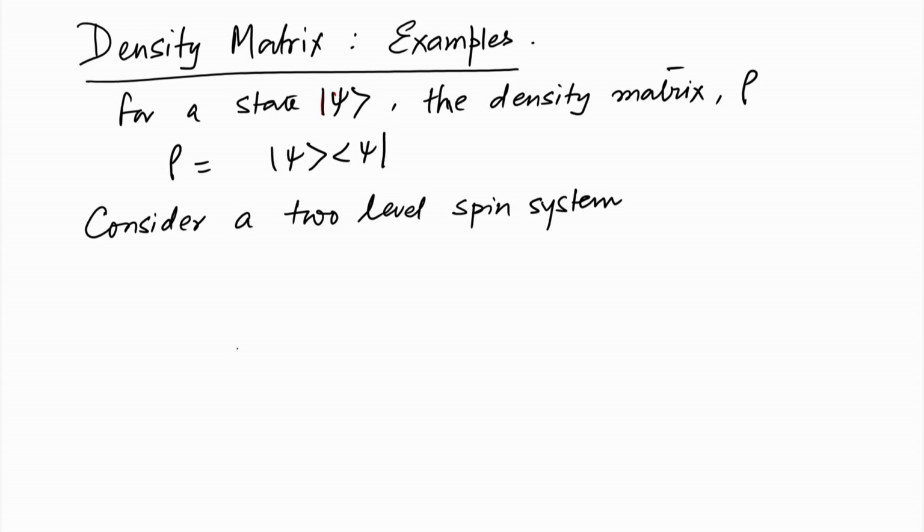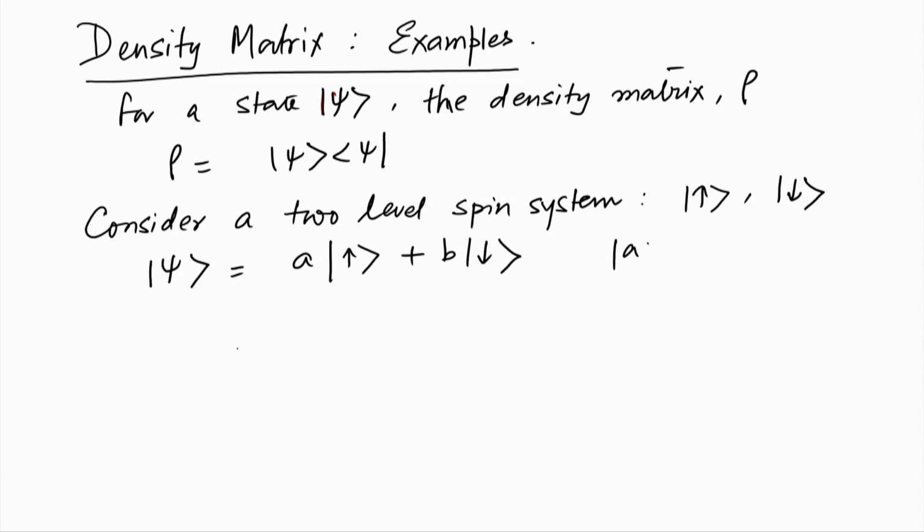What we mean is that we have an up state and a down state, which are typically the spin states of a spin half particle. Let us write down a state which is a mixture of the up and the down states, psi = a|up> + b|down>. Of course, |a|^2 + |b|^2 = 1. Now, these a and b are complex amplitudes.